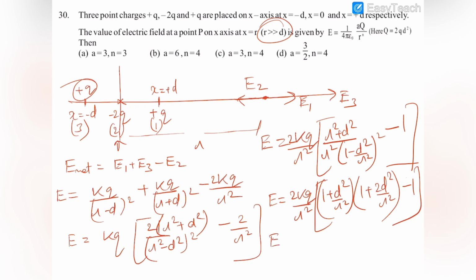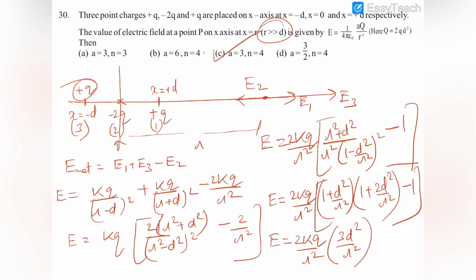So finally I can say that it would be 2kq by r square, and here it would be 3d square by r square. So you can see that this is 2kq d square. 2kq d square is q. So this is q, and the total power of r is 4. So if I compare it with this term, then the value of a will be 3 and the value of n would be 4. So the correct answer would be option number C.